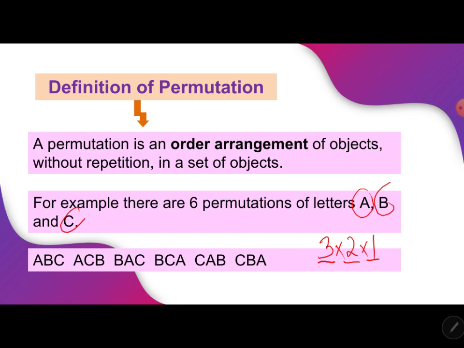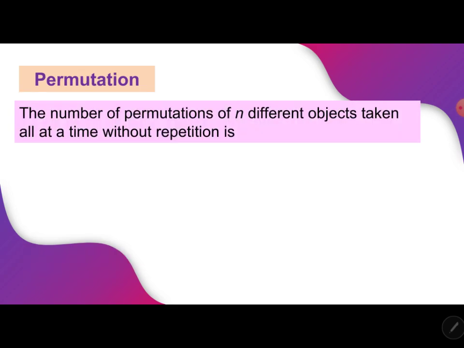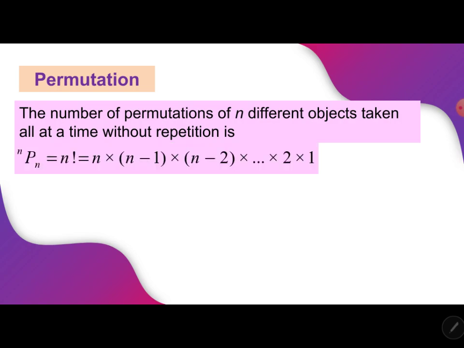But how about by using the permutation? The number of permutations of n different objects taken all at a time without repetition is nPn, which is equal to n factorial. What is n factorial? It is n multiplied by n minus 1, and then multiplied by n minus 2, and so on up to multiplied by 2 and multiplied by 1. This is what we have done previously using the counting technique.